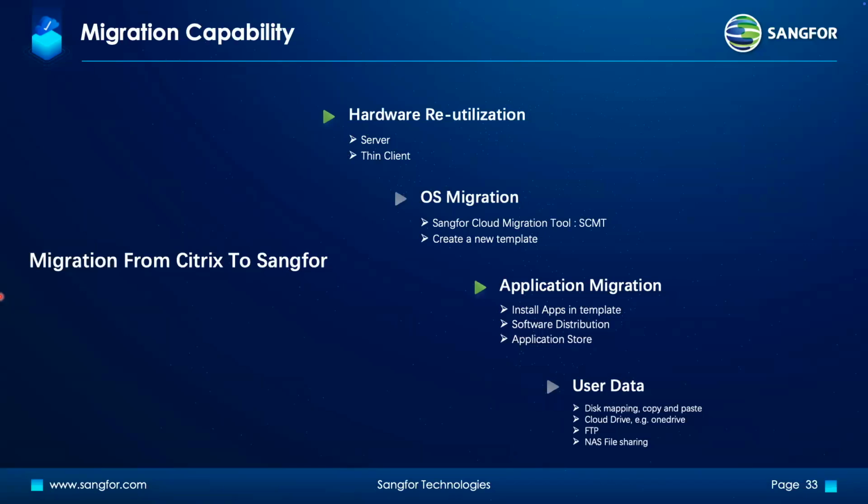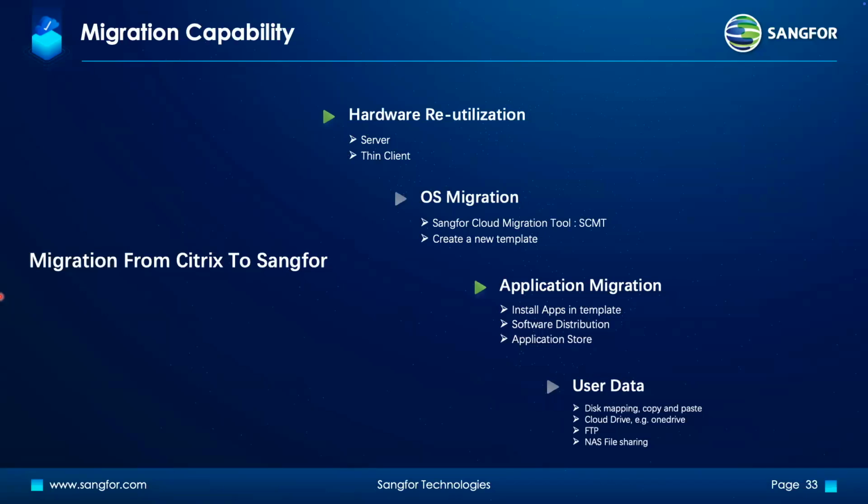What can you do? You can reutilize the existing hardware, servers, and thin clients. We support third-party thin clients as well. For the OS migration, the template migrations, you can just migrate the templates as they are with our SCMT migration tool. And if it is a VMware environment, you don't even have to use the SCMT tool. We have a seamless integration with the VMware environment on which the Citrix environment is running. You can just integrate the templates along with all of their applications and everything, migrate from Citrix to the Sangfor environment, and reuse the templates itself.